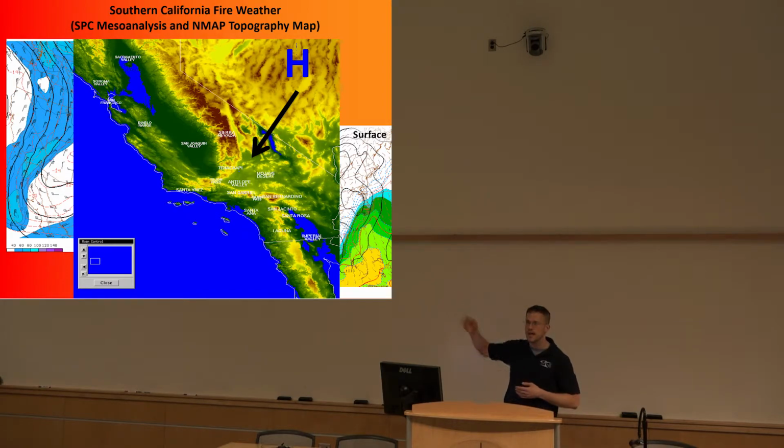We get really strong Santa Ana winds, sometimes evolve in a pattern that could look similar to this. That could potentially increase the fire weather threat if we have dry enough fuels, warm to hot conditions at the surface, as well as those dry conditions as well.